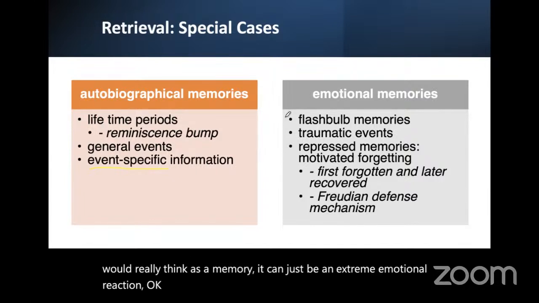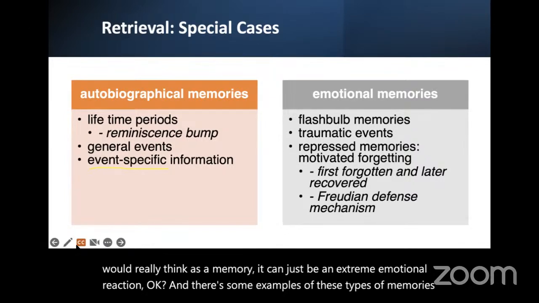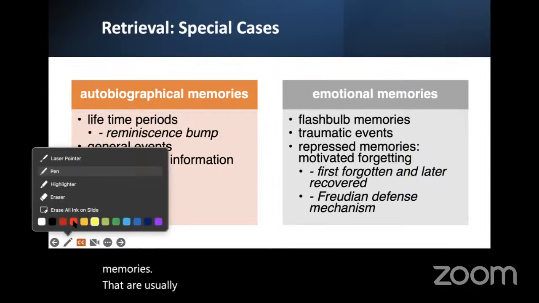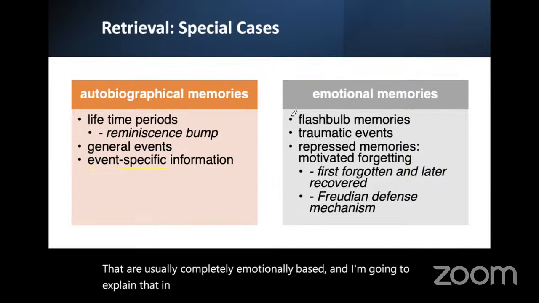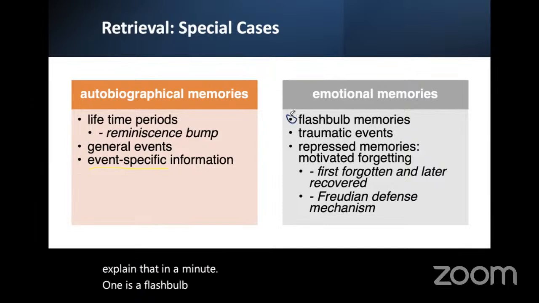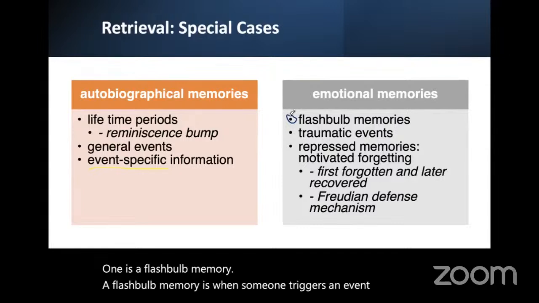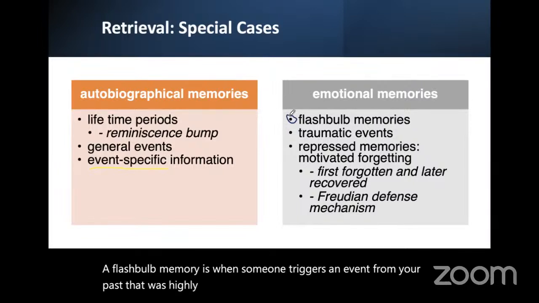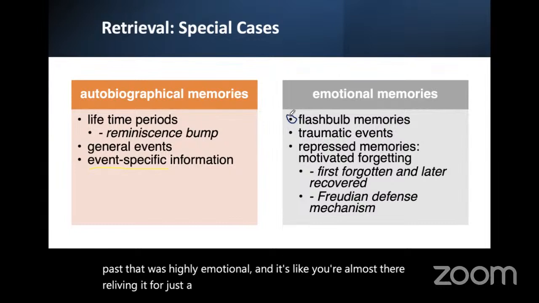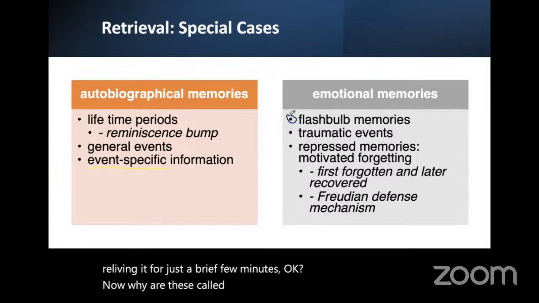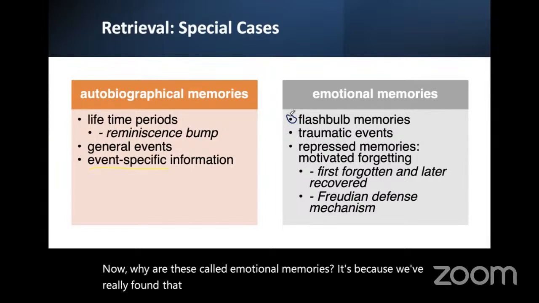And there are some examples of these types of memories that are usually completely emotionally based, and I'm going to explain that in a minute. One is a flashbulb memory. A flashbulb memory is when someone triggers an event from your past that was highly emotional, and it's like you're almost there reliving it for just a brief few minutes, okay? Now, why are these called emotional memories? It's because we've really found that they're not actually accurate autobiographical memories, okay?